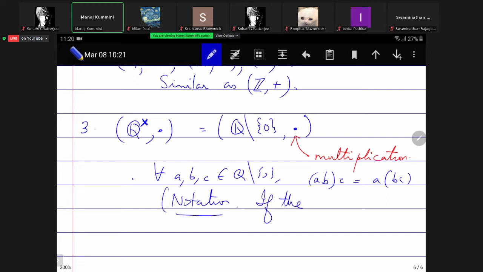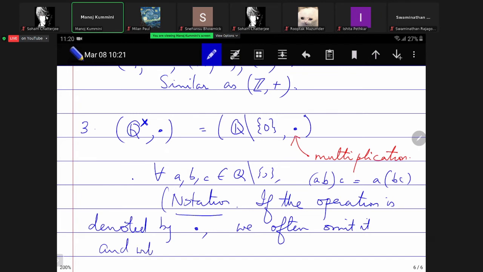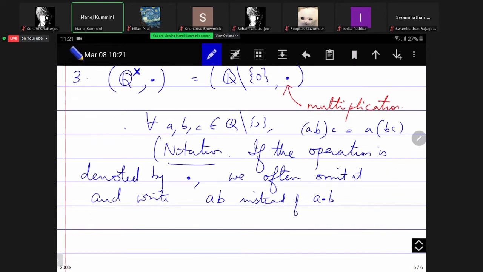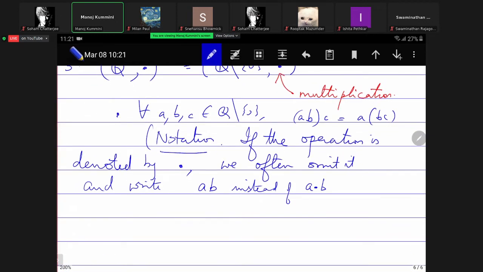If the binary operation is denoted by dot, we often omit it and write AB instead of A dot B, because see, if you just try to write these things as the definition goes, it'll be just very tedious. So at some point, once we understand what we mean, we sort of use various abbreviations.